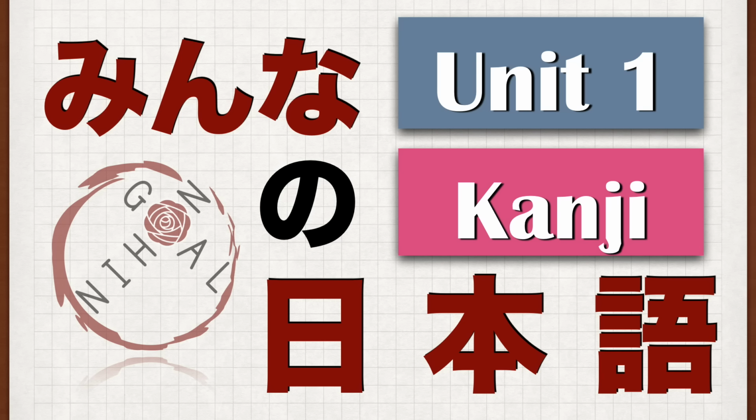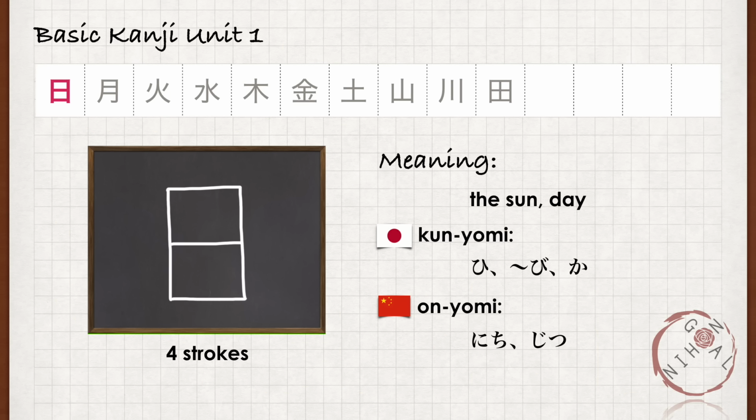By the end of this series, you'll be able to recognize and read 220 kanjis. Okay, so without further ado, let's begin. それでは始めましょう。This kanji means sun, day.